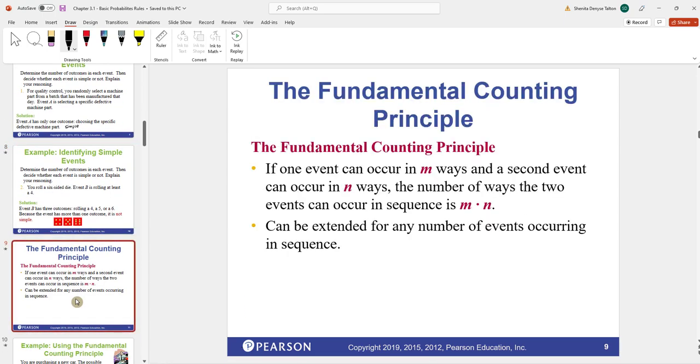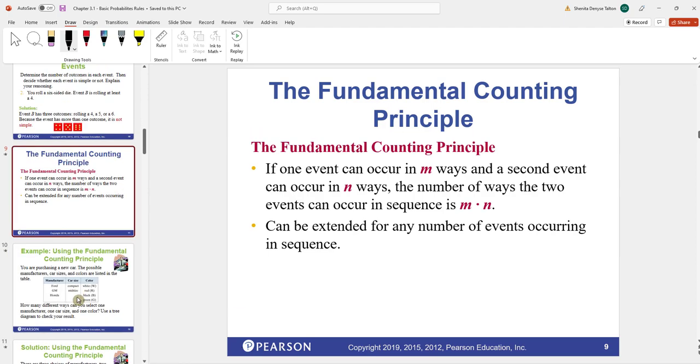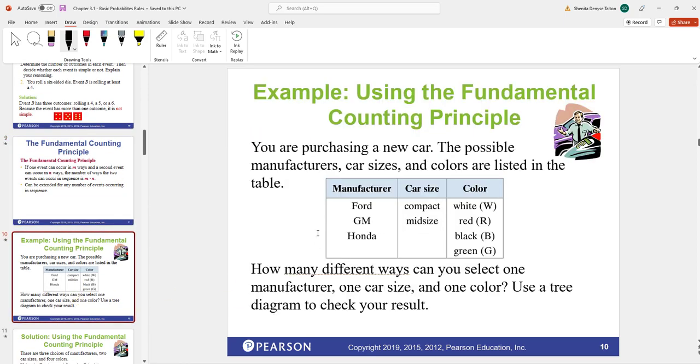Now let's talk about the fundamental counting principle. If one event can occur in m ways and the second event can occur in n ways, the number of ways the two events can occur in a sequence is m times n. This can be extended for any number of events occurring in sequence. So in this example, you are purchasing a new car.